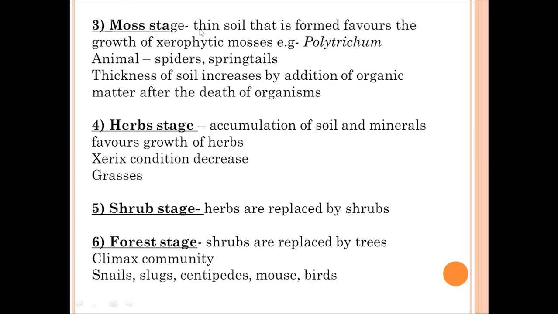Third stage is the moss stage. In this stage, the thin soil that is formed in the previous stage favors the growth of xerophytic mosses, or the mosses which can survive extreme dry conditions. So, like Polytrichum, they can be found in this stage. Animals like spiders and springtails can be seen. So now slowly the thickness of soil will increase due to addition of organic matter after the death of the organisms. And the fourth is the herb stage.